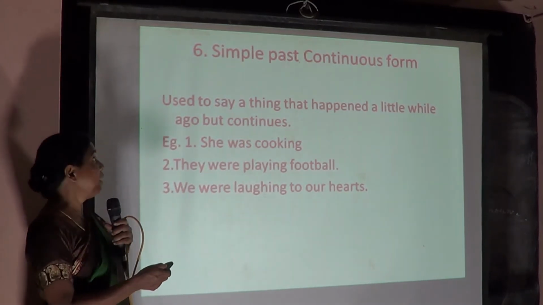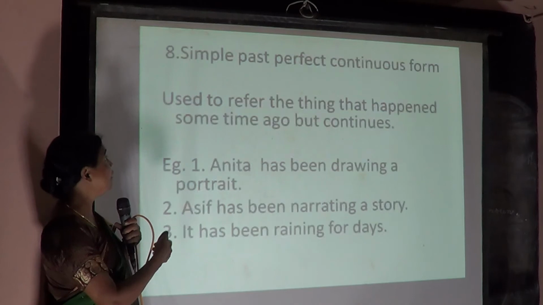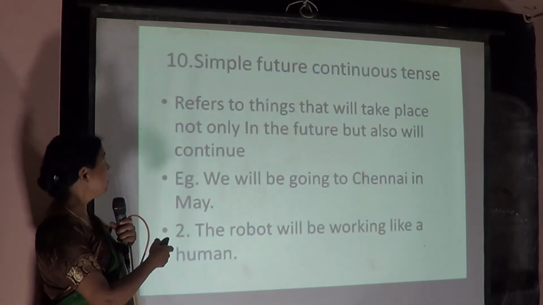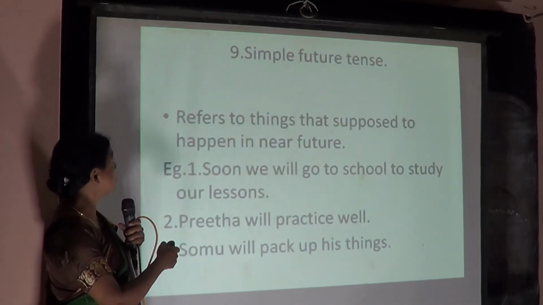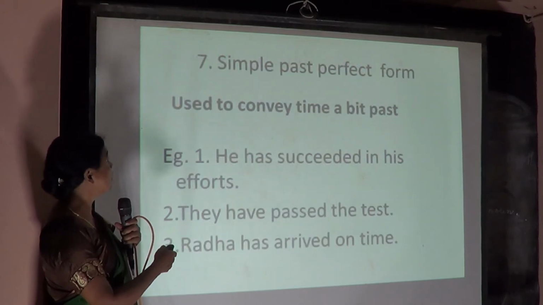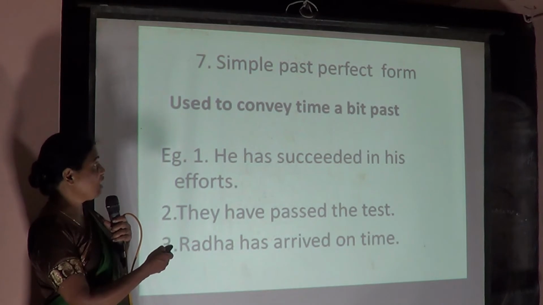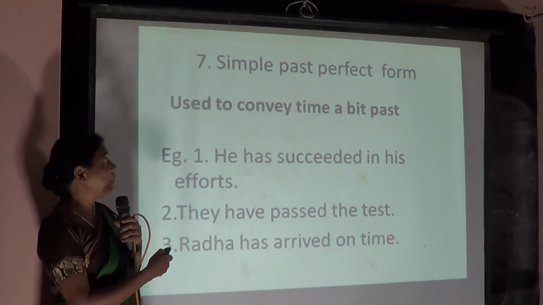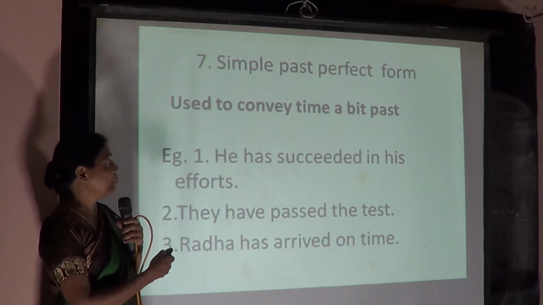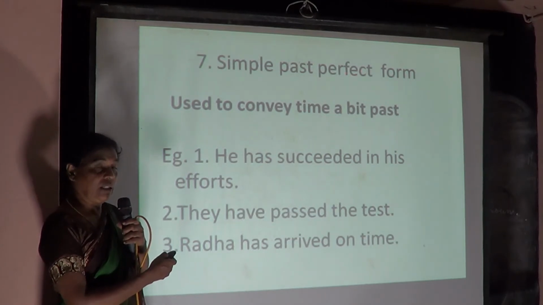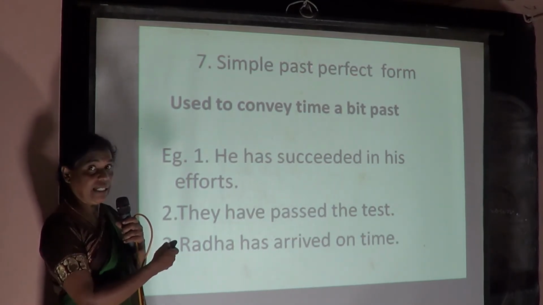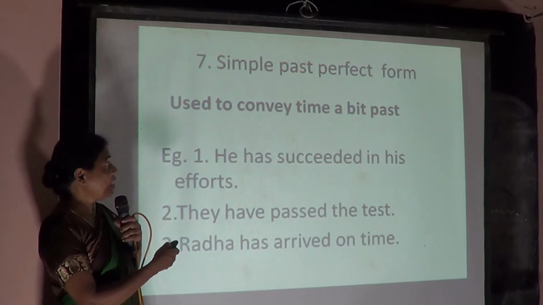Now we move on to the 7th kind of sentences. The 7th type here is the simple past perfect form. Past perfect form. Clear? You make it clear with the title, the topic. Past perfect form.